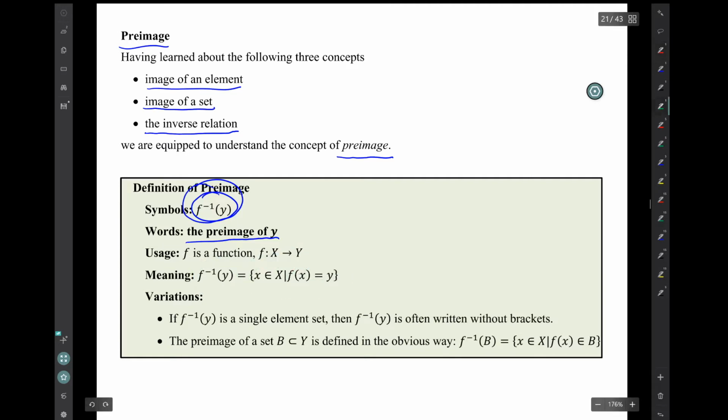Now, if it turns out that the preimage set is just a single element set, then it's often written without brackets. And also, the preimage of a whole set, if you consider a whole set in the range, is defined the obvious way. The preimage of that set is the set of all inputs that will cause outputs to be in that set. Now that's a lot of words. Let's just do some examples.